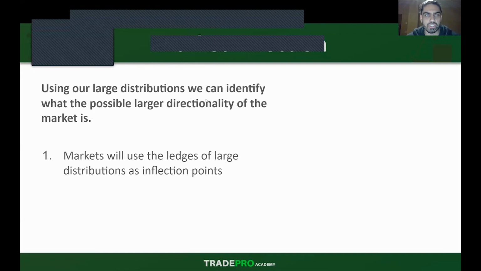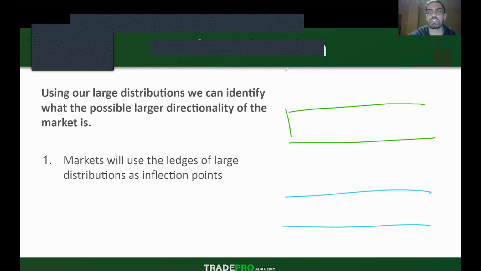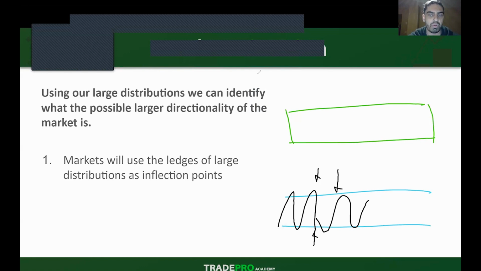So using our large distributions, we can identify what the possible large directionality for the market is. Markets are going to use ledges of larger distributions as inflection points. So what I mean by this is, let's draw out two distributions here, right? We can draw out the blue distribution down at the lows, and then we have the green distribution here at the highs. So this is one distribution, below is another. So what generally happens is price rotates and holds the rejection of the distributions as price is within it. At a certain point, price might escape, and it's not very common for price to accept into a new distribution block on the first test it's had in a very long time.